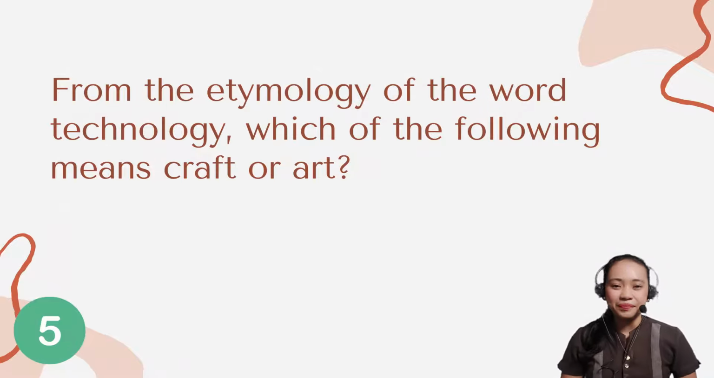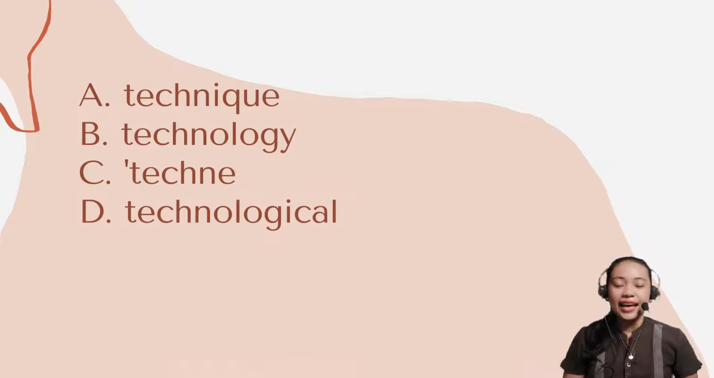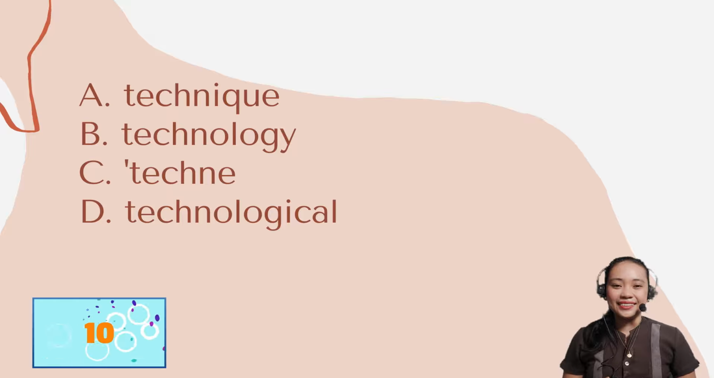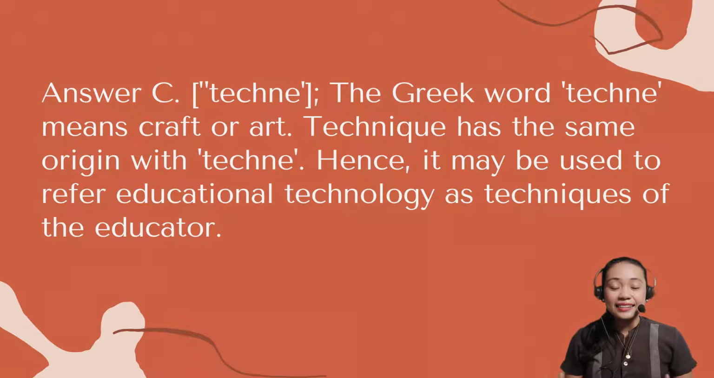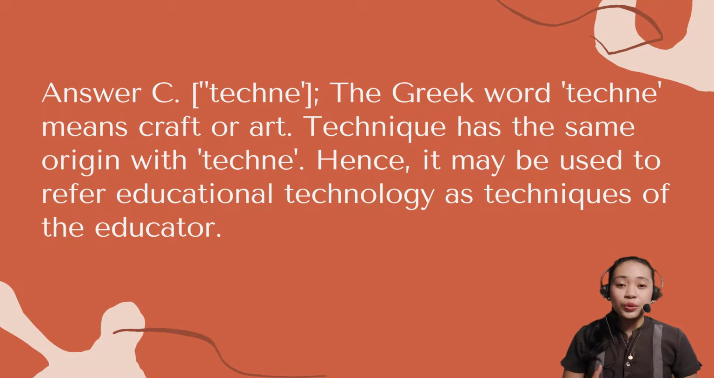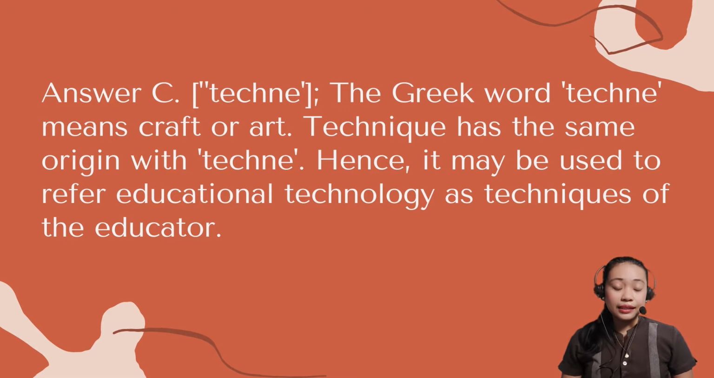Question number 5. From the etymology of the word technology, which of the following means craft or art? Letter A, technique. Letter B, technology. Letter C, techne. Or letter D, technological. Okay, so the correct answer is letter C, techne. The Greek word techne means craft or art. Technique also has the same origin as techne, hence it may be used to refer to educational technology as techniques of the educator.